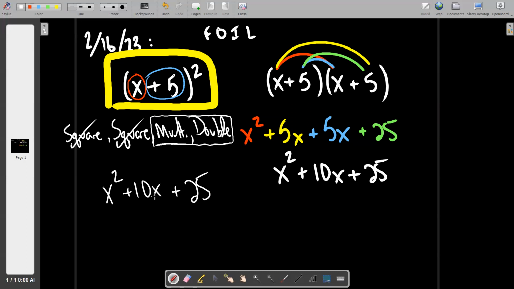Yeah, I tend not to say the abbreviation because someone will make a joke about it. You'll see what I mean. But you said it now, so yeah. I tend to keep with square, square, multiply, double.